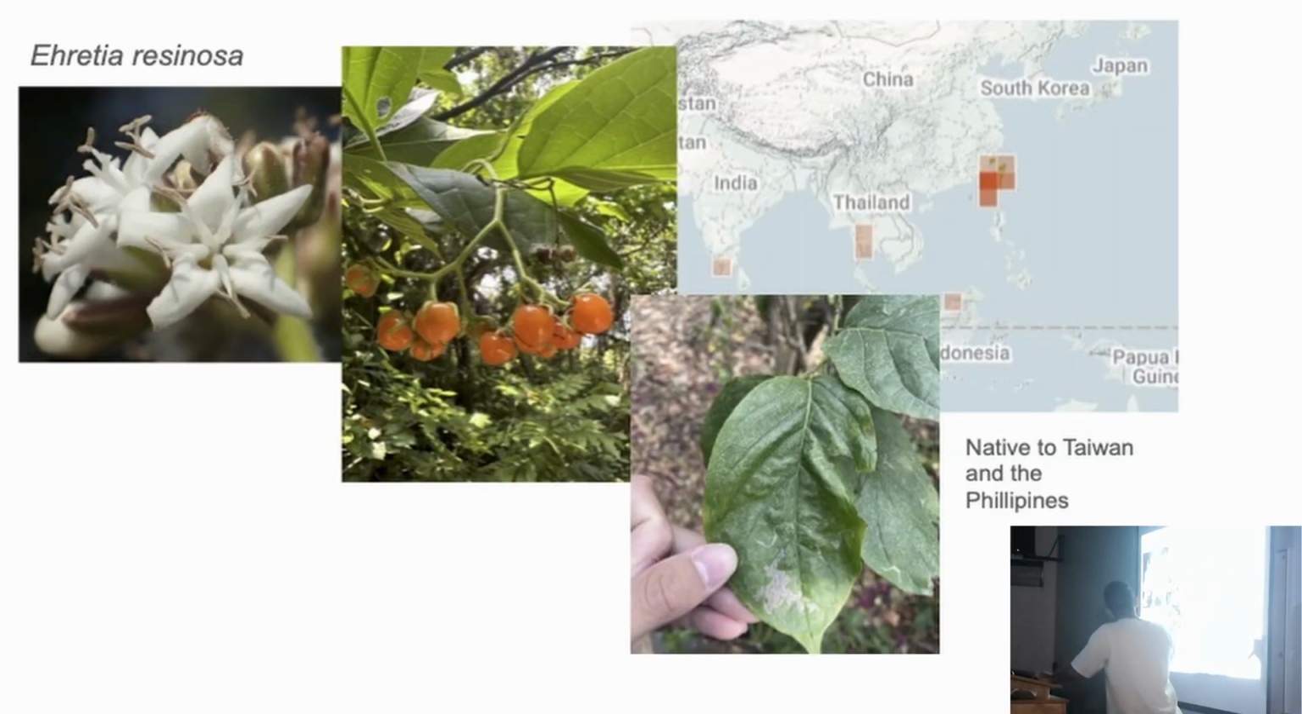Ehretia resinosa, scabrid leaves. This is native to Taiwan and the Philippines. Bird dispersed fruits again. This is one of my favorite valley plants. I used to hate seeing them. They would volunteer everywhere. I got tired of pulling them out. I still do pull them out sometimes, but if it weren't for them, there would be far fewer trees in the valley than there are.